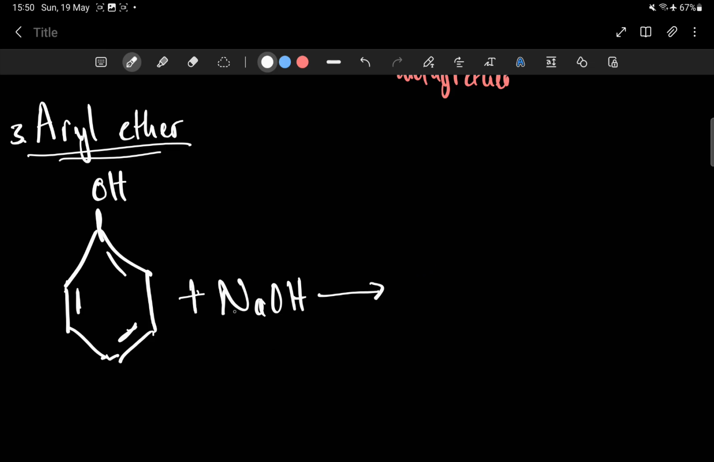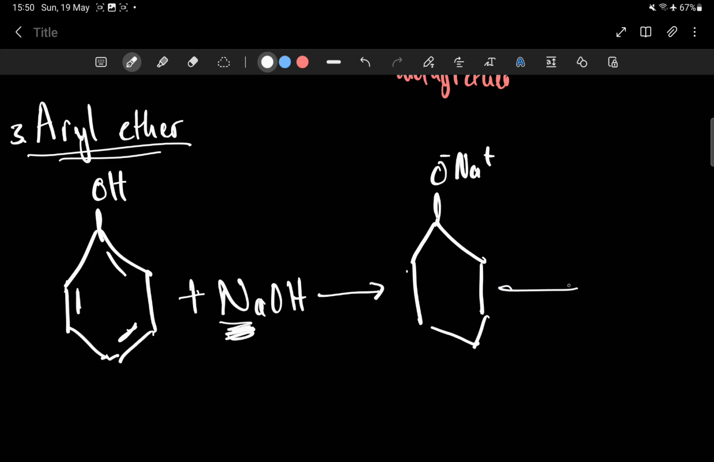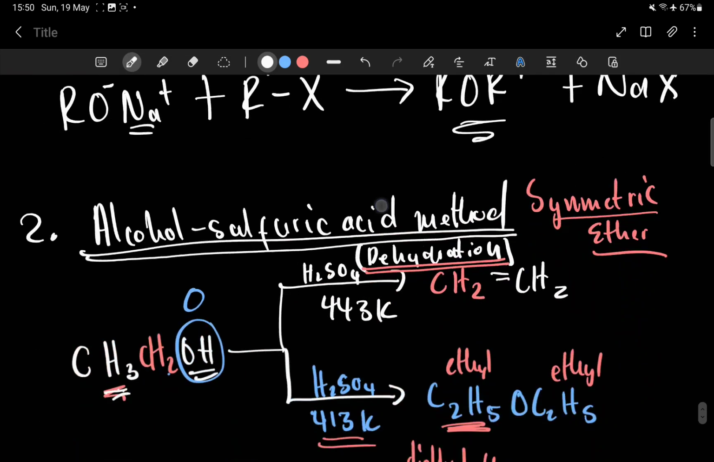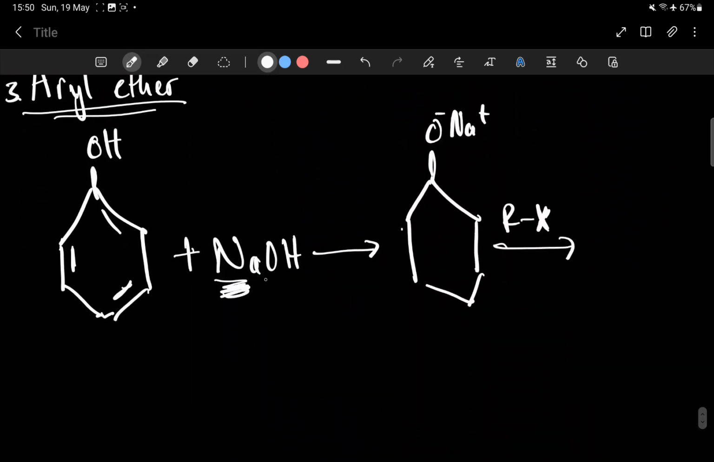Look at it. When we add NaOH, what do we have? We are going to have this react with it here. So what do we have? We're going to have a salt first. That's the first thing we're going to have. It's a salt. So again, this becomes O minus Na plus, okay? And then remember, we'll release H2O. Then we are going to react that with our second step, which is similar to what we did in the very first method. In the very first method, we reacted with Na, but for phenol, we use NaOH.